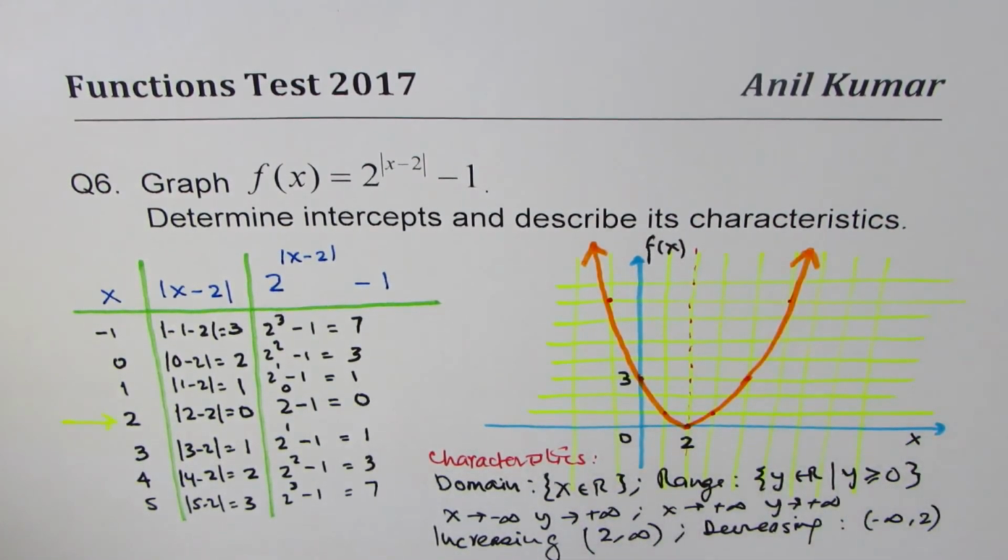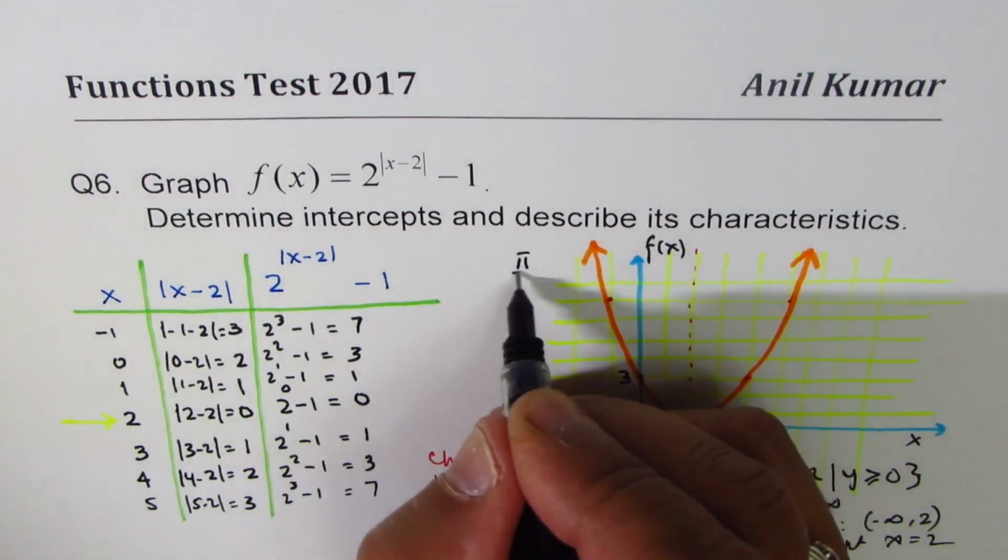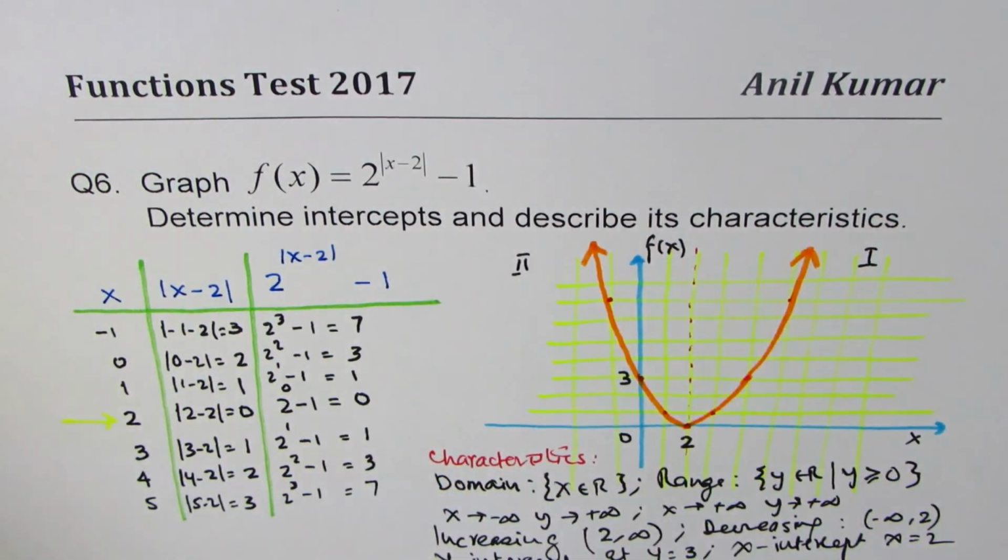Now intercepts: we see the y-intercept at y equals 3, and the x-intercept is at x equals 2, correct? So these are a few characteristics which you could write. You can see the graph moves from quadrant 2 to quadrant 1, correct? It is non-negative, the range is greater than or equal to 0. I hope you've understood how to graph or understand a composite kind of function as we have here.